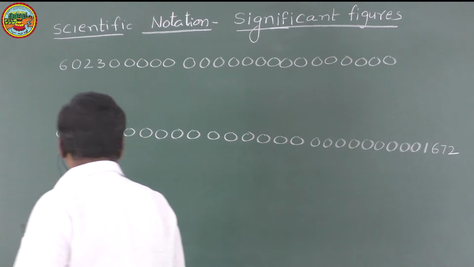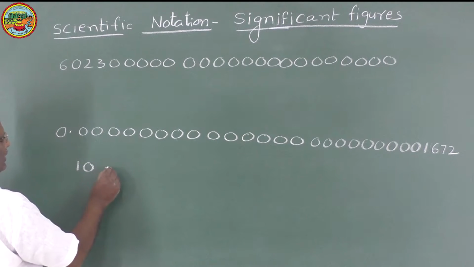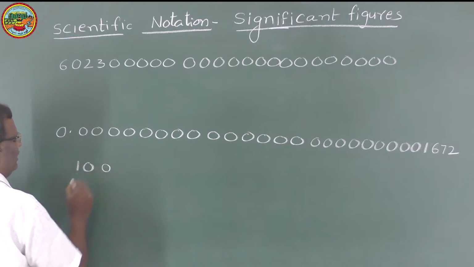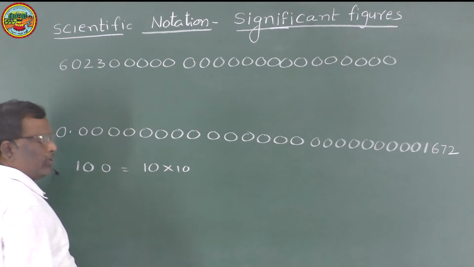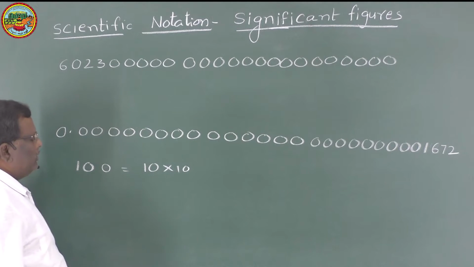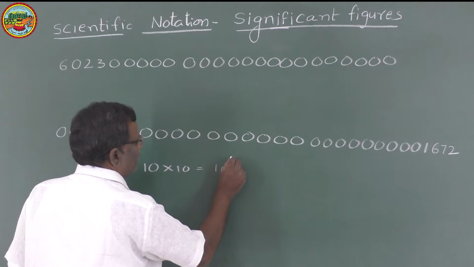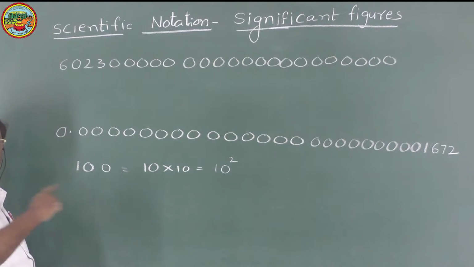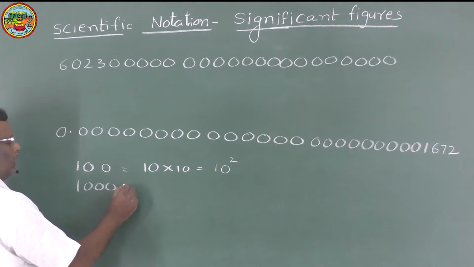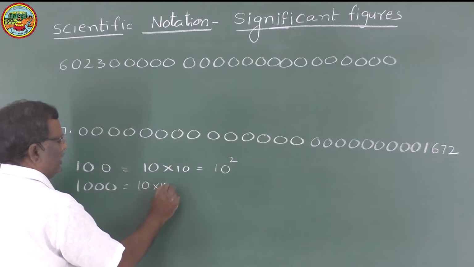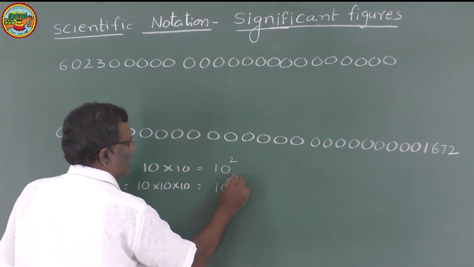For example, here we have 100. This 100 can be written as 10 into 10. 10 into 10 is nothing but 100. Now this can also be written as 10 square. Same meaning. Similarly, 1000 means 10 into 10, 100 into 10, 1000. So this can be written as 10 cube.